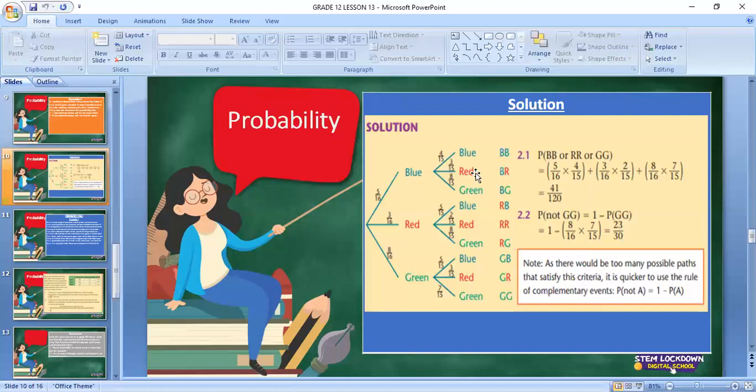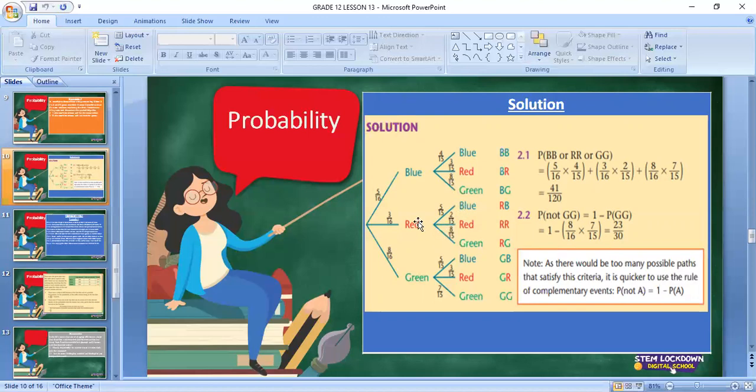And the probability of choosing a red ball will be 3 out of 15, because there are 3 red and 15 balls now before the second ball is chosen. And the probability of choosing a green marble for the second selection will be 8 out of 15, because now the total number is 15. Why? Because the first ball was not replaced.